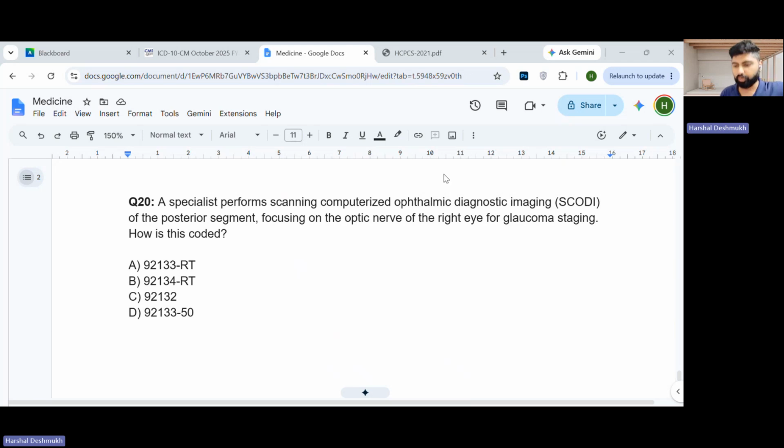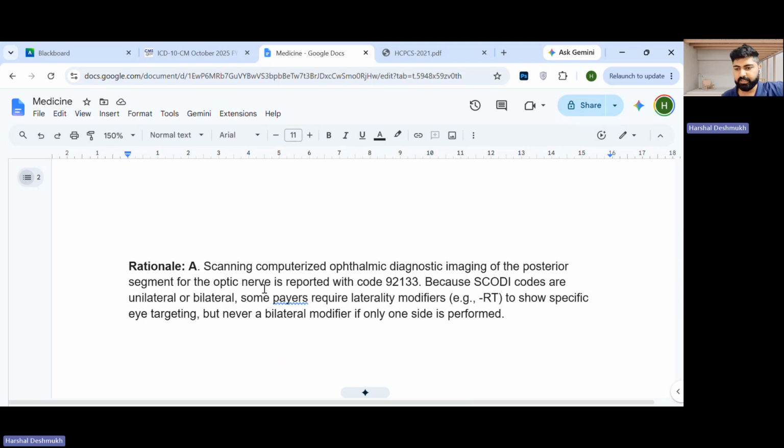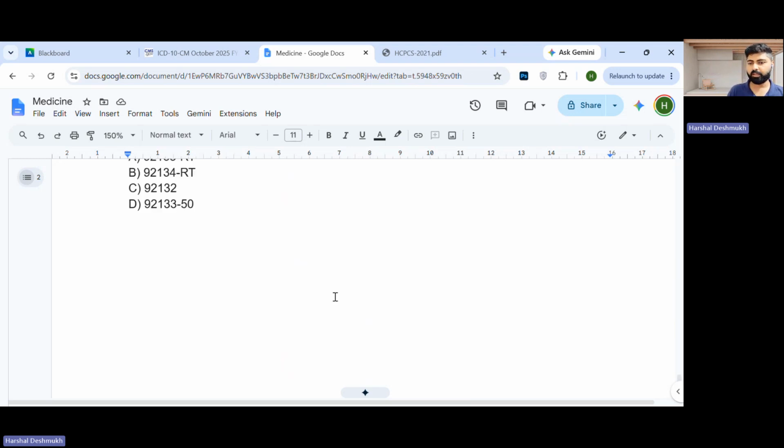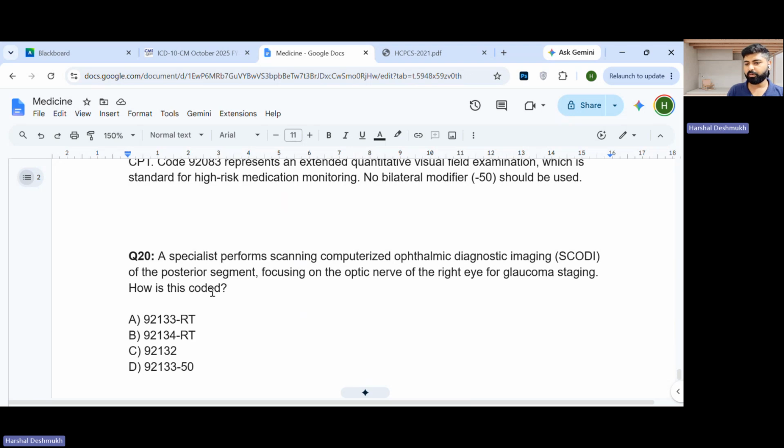All right. If you have not got the answer to this question, please pause the video. I'm going to tell you the answer. Option A has to be the answer for this, as diagnostic imaging of the posterior segment is reported with code 92133, coding the right side as well for the right eye.